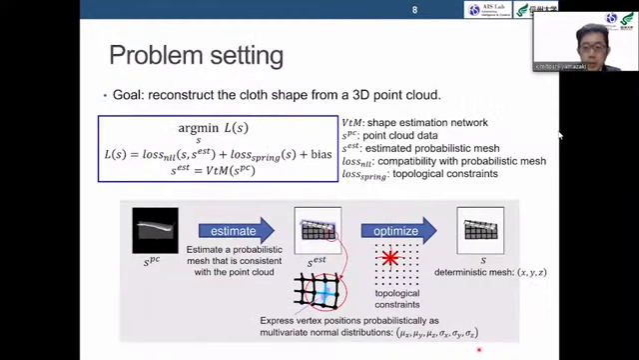The goal of shape estimation is to reconstruct the cloth shape from a 3D point cloud. Our approach is to generate a cloth mesh that is consistent with both the observation and the non-cloth topology. We chose to solve this problem as an optimization problem, as shown in the blue box here. The procedure begins by estimating the initial values of the mesh from a point cloud. This is here. Then we optimize the geometry and the topological constraints of this. I will explain this procedure step by step.